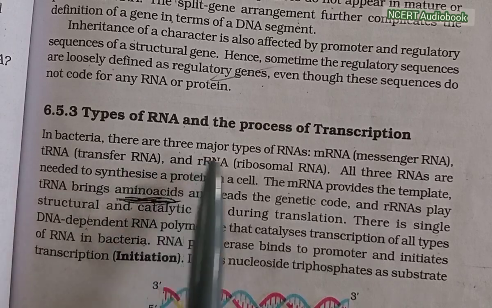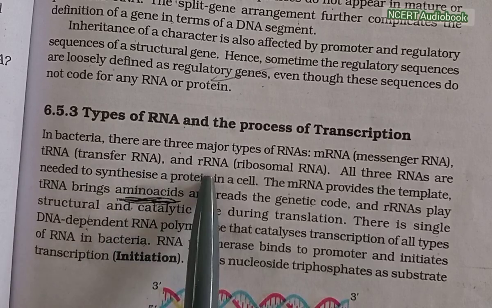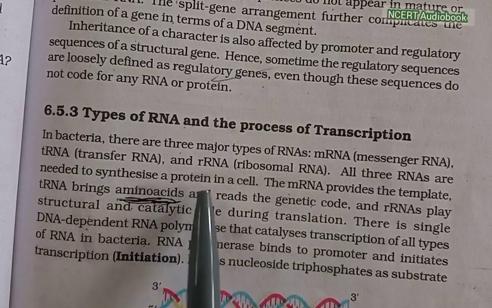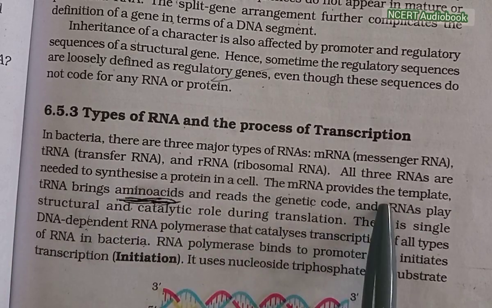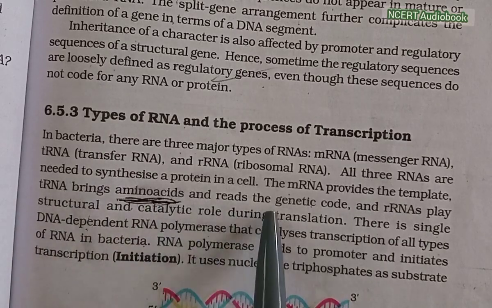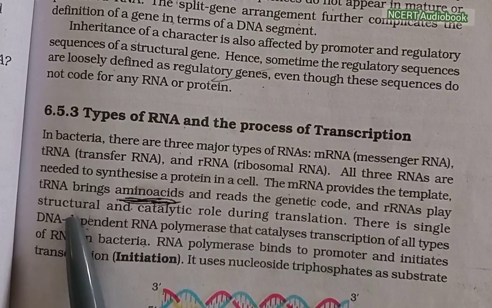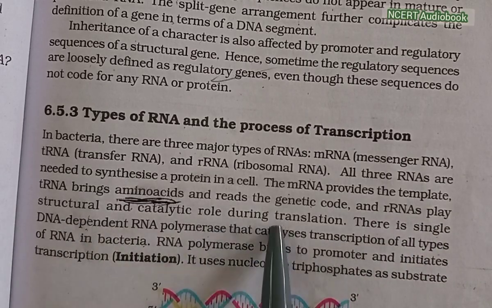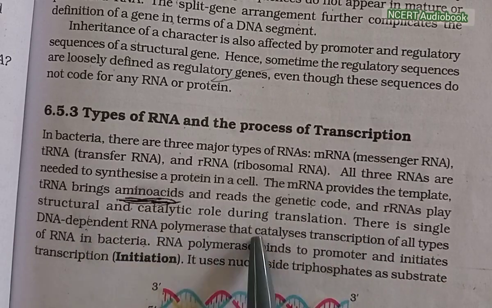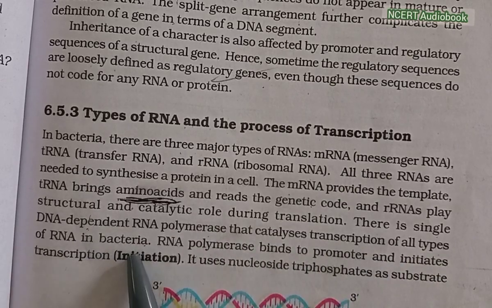In bacteria, there are three major types of RNAs: mRNA, messenger RNA; tRNA, transfer RNA; and rRNA, ribosomal RNA. All three RNAs are needed to synthesize a protein in a cell. The mRNA provides the template, tRNA brings amino acids and reads the genetic code, and rRNA plays a structural and catalytic role during translation. There is a single DNA-dependent RNA polymerase that catalyzes transcription of all types of RNA in bacteria.